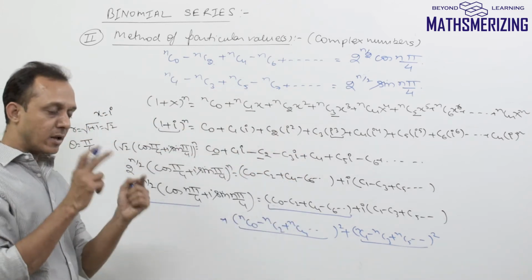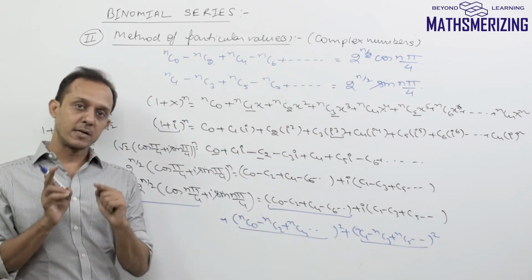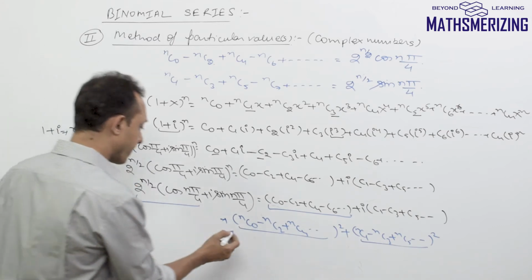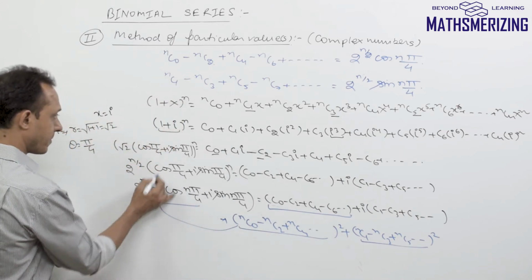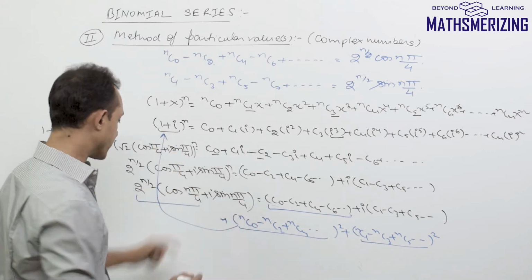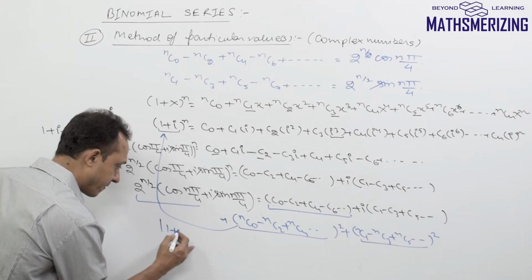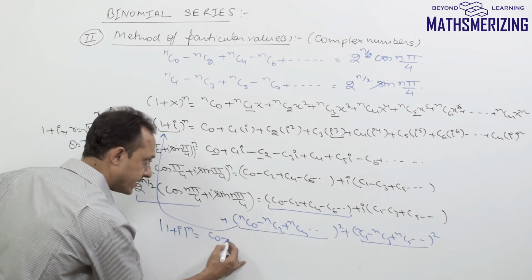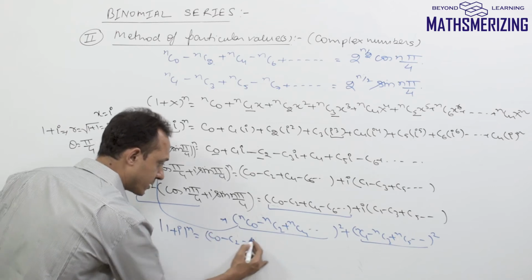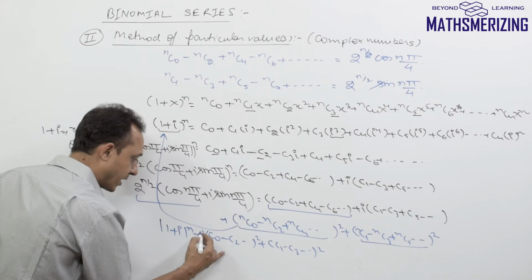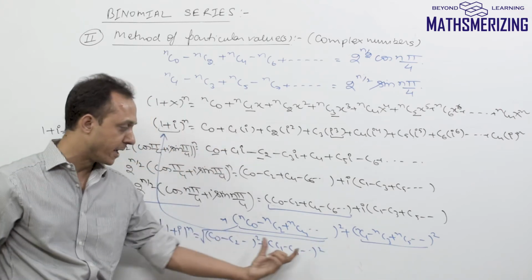I know that the square root of real part square plus imaginary part square is the modulus value of that complex number. So all I need to do, for this series, is simply take the modulus of this complex number. So here I'll write mod of (1 minus iota) to the power n, and here I'll simply write the square root of (C0 minus C2) whole square plus (C1 minus C3) whole square. So that is the square root of real part square plus imaginary part square.